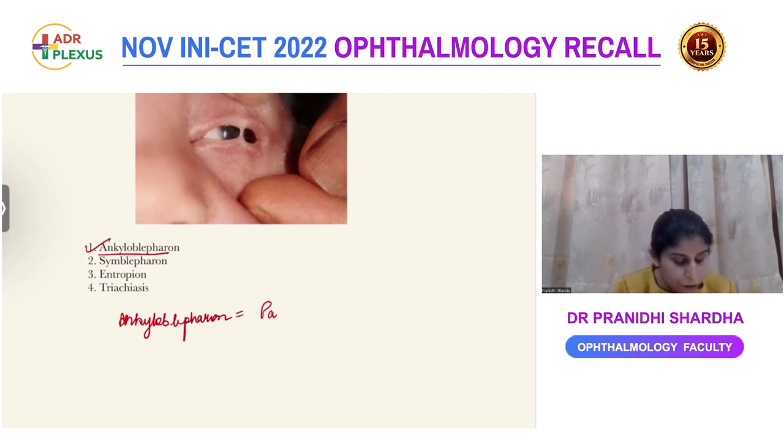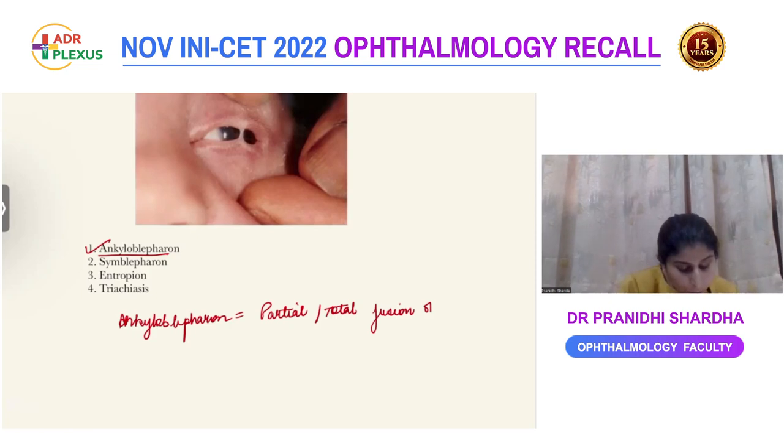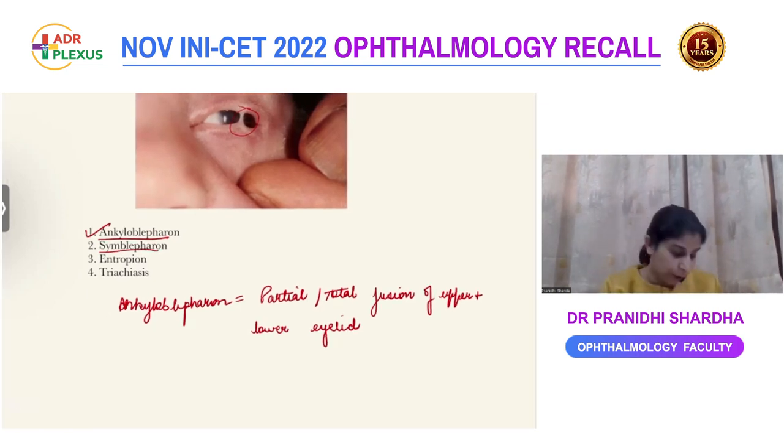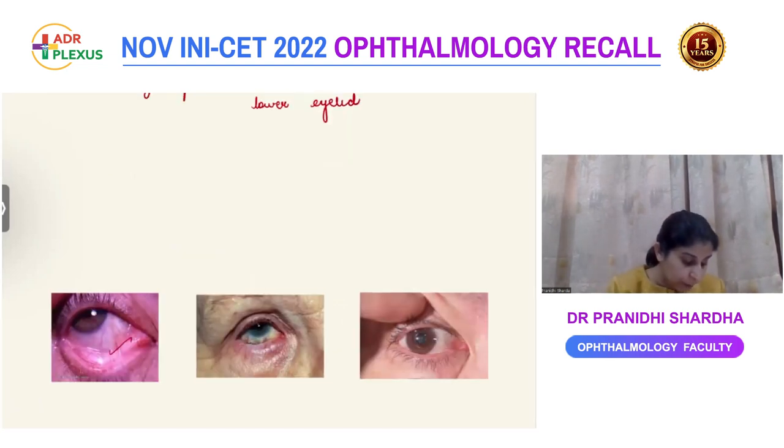Ankyloblepharon can be partial or total fusion of the upper and lower eyelid. As we can see in the diagram given in the question, that is the fusion of the upper and lower eyelid. This condition is known as ankyloblepharon. And the second option was symblepharon. Symblepharon is the condition in which the bulbar and the palpebral conjunctiva are fused.